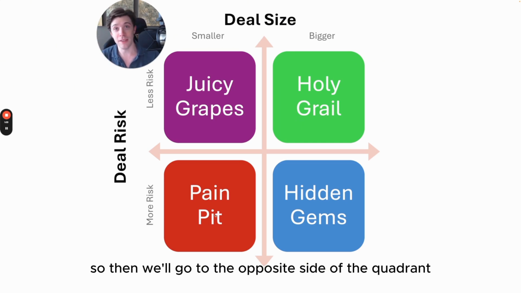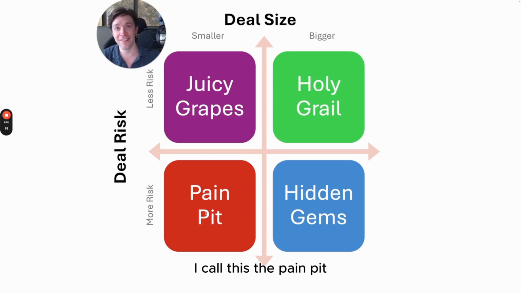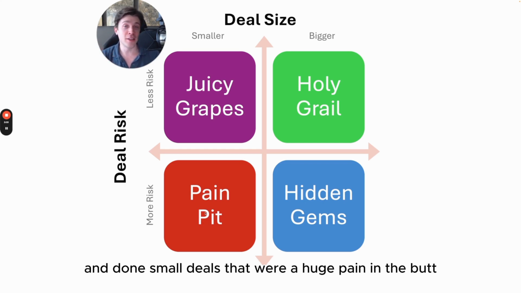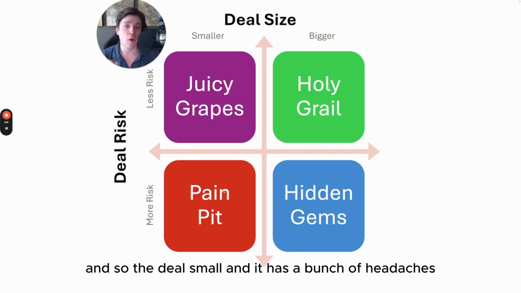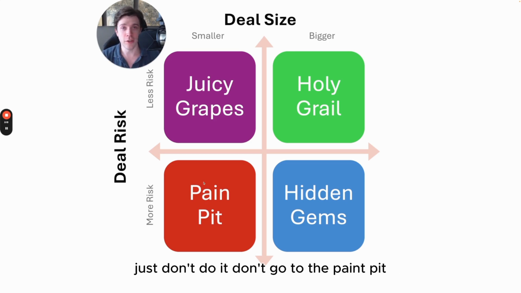So then we'll go to the opposite side of the quadrant, which is small deals that have a lot of risk. I call this the pain pit. And part of that's because I've been to the pain pit and done small deals that were a huge pain in the butt. The deal's small and it has a bunch of headaches and risks and challenges. It's not worth it, right? Just don't do it. Don't go to the pain pit.